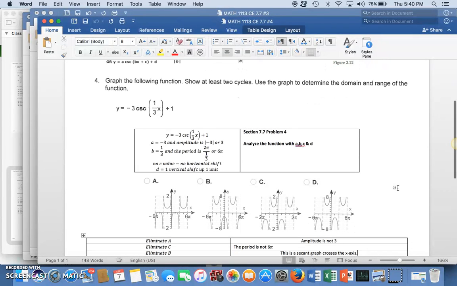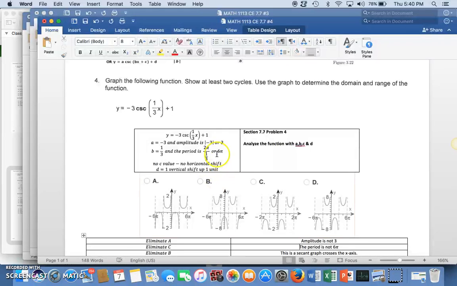All right, so let's see what's going on here. Your period was 6 pi. I don't see anything around 6 pi in C. So I would think that you'd want to get rid of that one just based on that. So that would be the elimination for that.